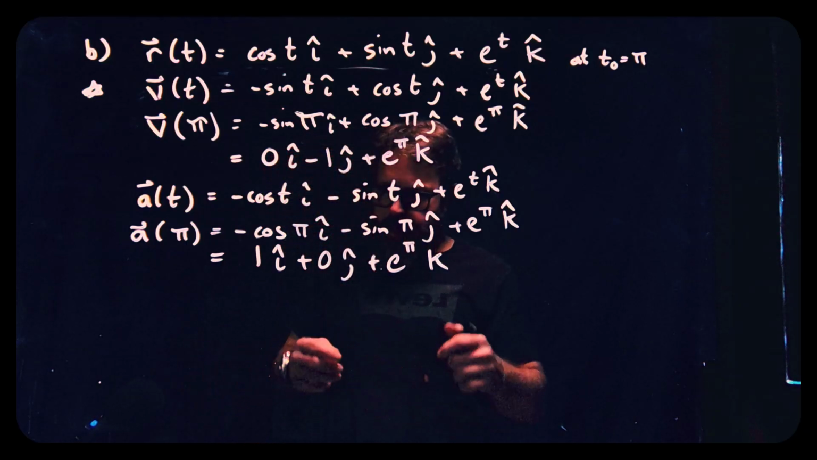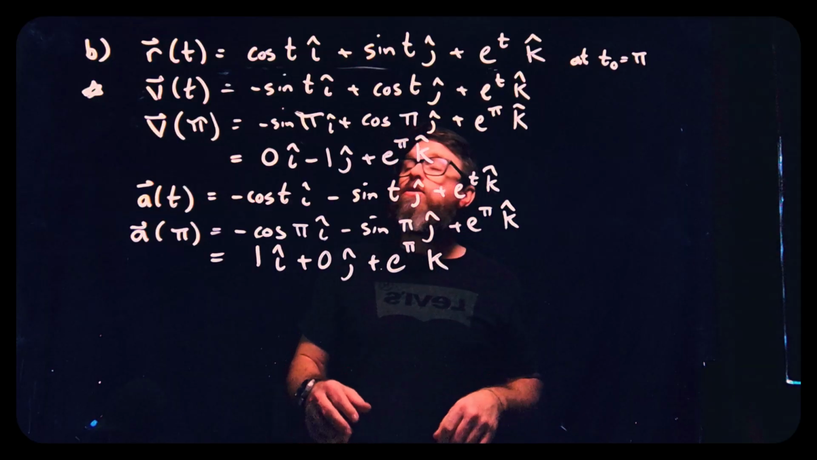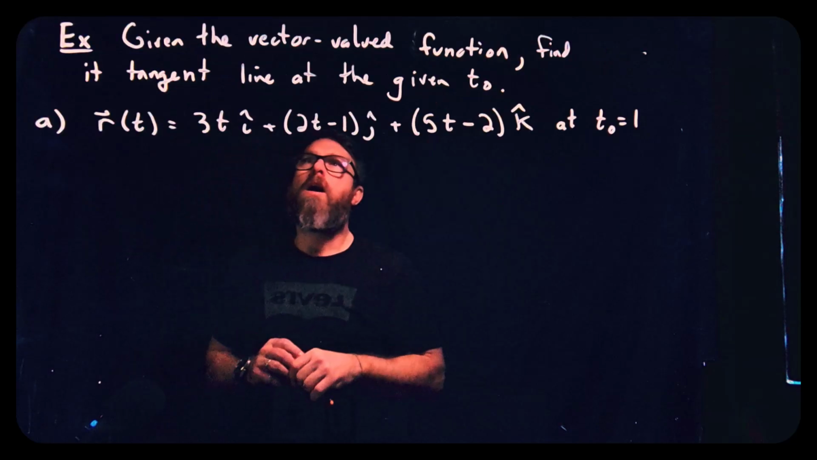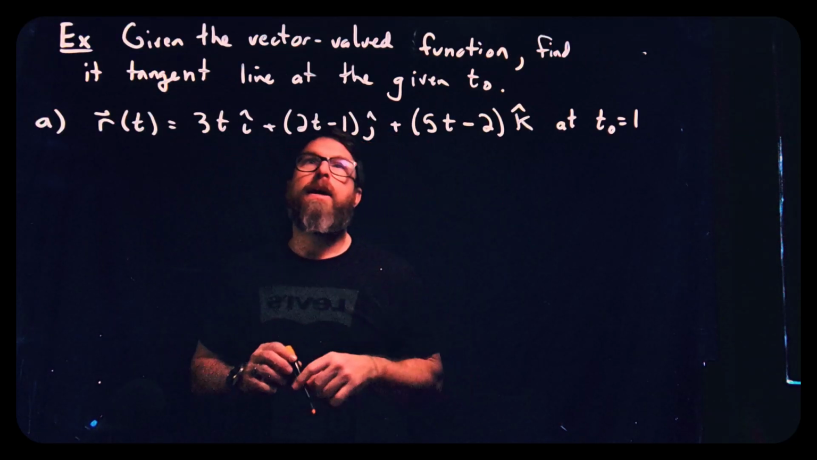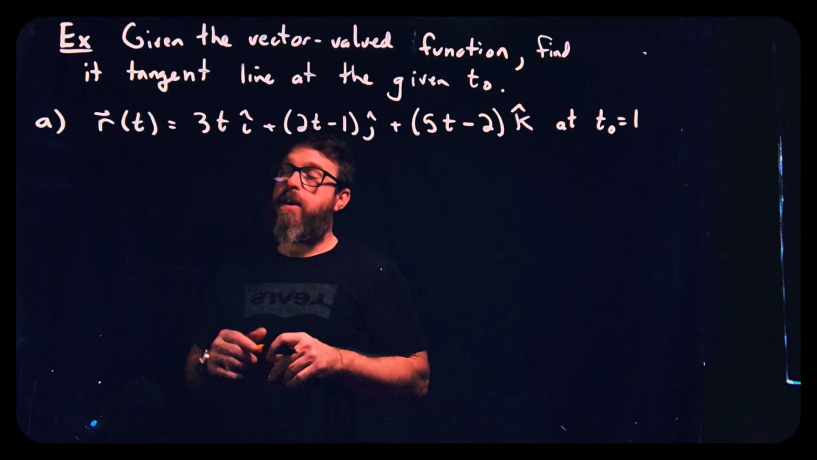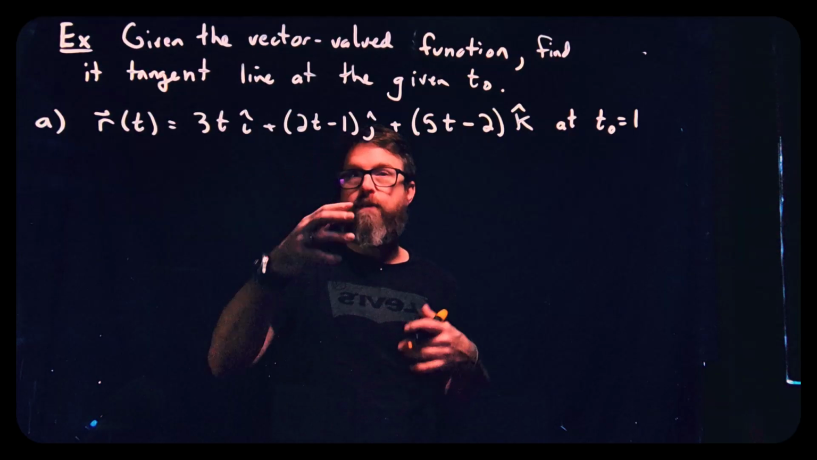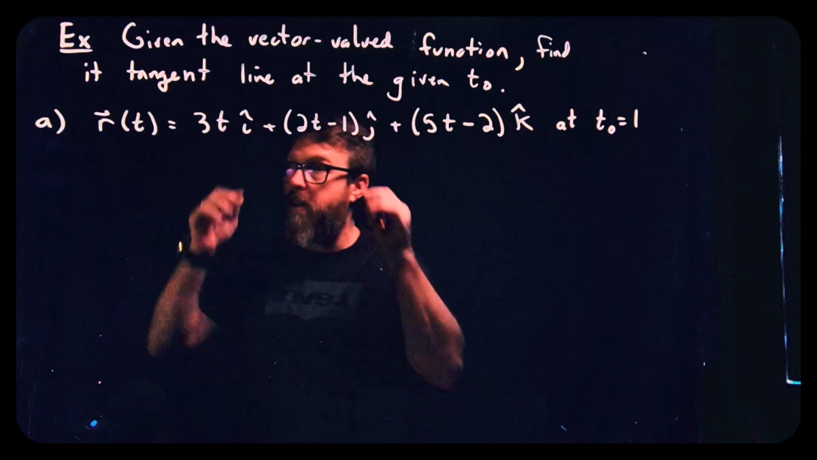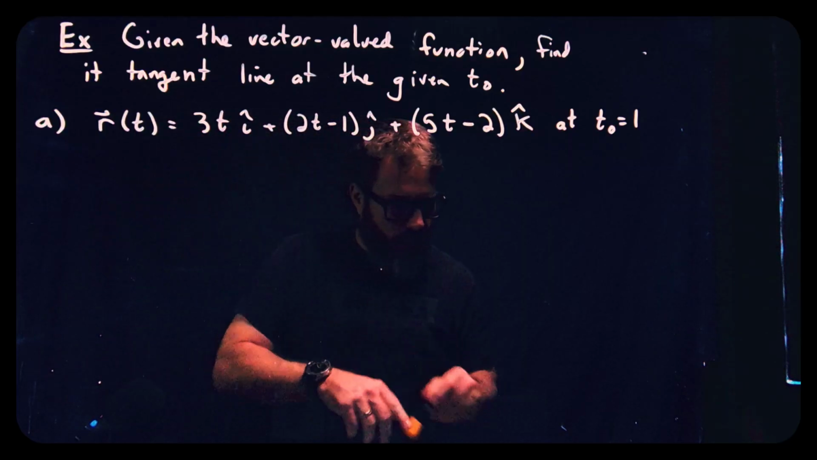So last thing I want to do is find a tangent line to a couple curves, and then we'll finish this. Given the vector valued function, find its tangent line at the given t naught value. So I'm given this r of t, and I'm going to find its tangent line, and it's going to be kind of what you expect. Without giving it away, let's do the work and then see if it makes sense to us when we are done.